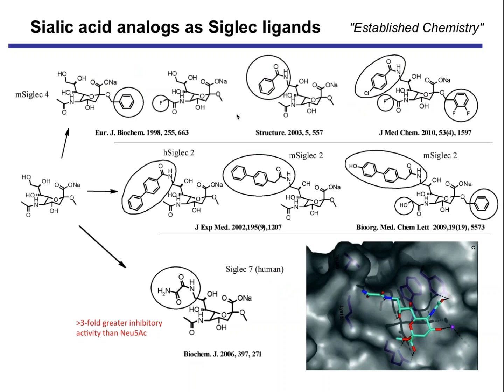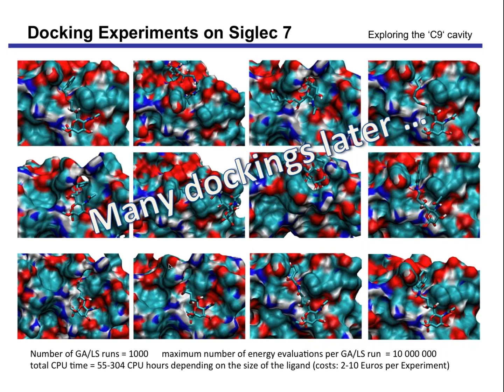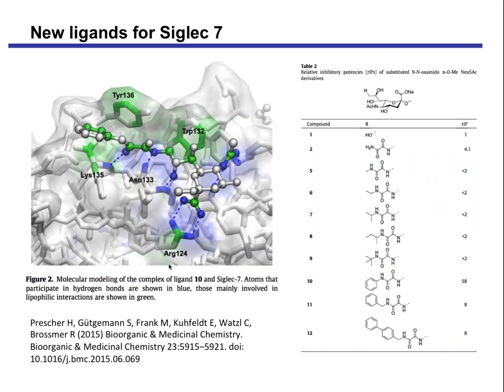As I mentioned already, the chemistry about the 9 position was well established in Brossmer's lab, and there were also some successful examples in other related siglecs where this kind of modification has resulted in improved activity. The best one at that stage was this one here, which is unfortunately only a 3-fold greater inhibitory activity than Neu5Ac, which is the natural one.